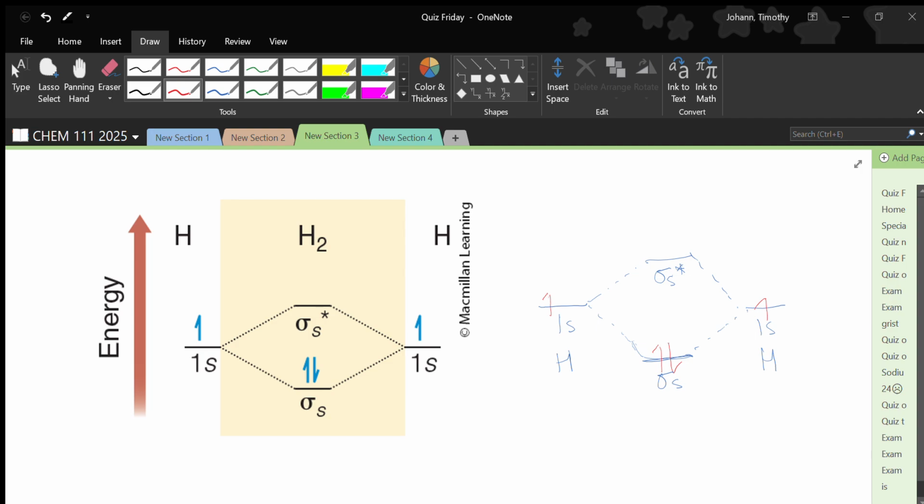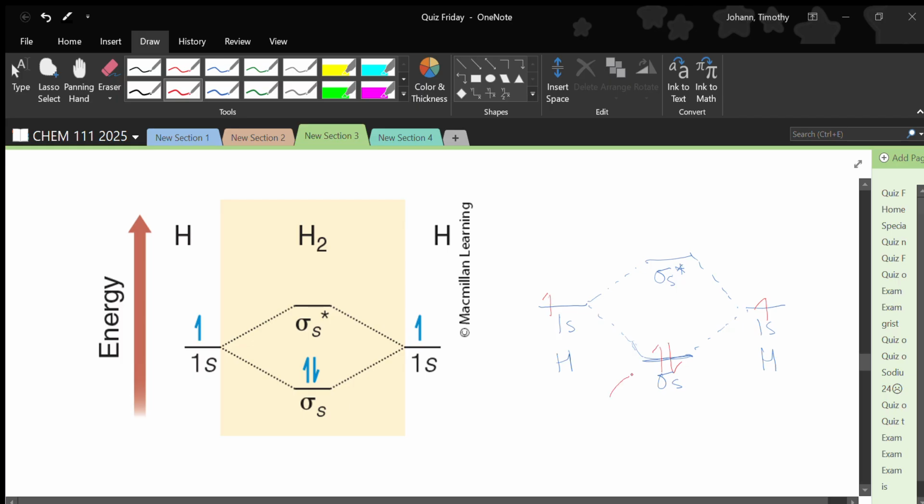When I say more stable, I mean more stable than the original hydrogen atoms' orbitals, the atomic orbitals. Two electrons makes how many bonds? 1, right? A covalent bond is 2 electrons. So this has a bond order of 1. Two electrons makes 1 bond, but only if they're more stable than the atomic orbitals here.